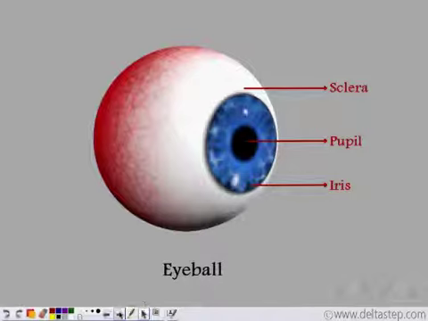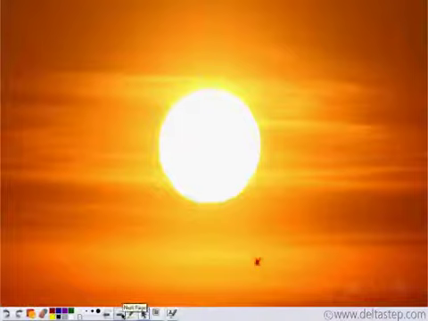Now, the front white part of the eye is known as the sclera. This circular opening in the center of the eye is known as the pupil. And this colored portion of the eye is known as the iris. Now you do have to close your eyes when you try to directly look at the sun.